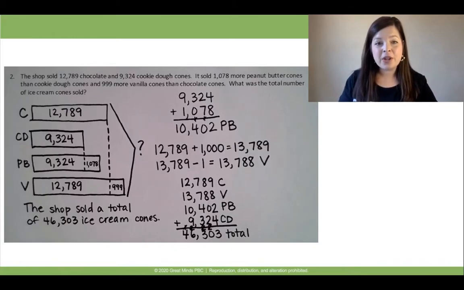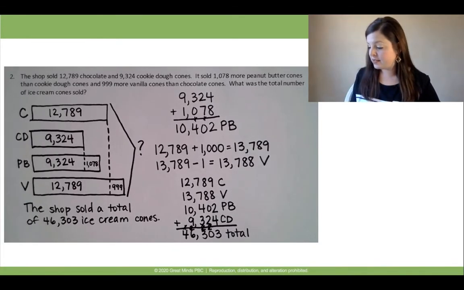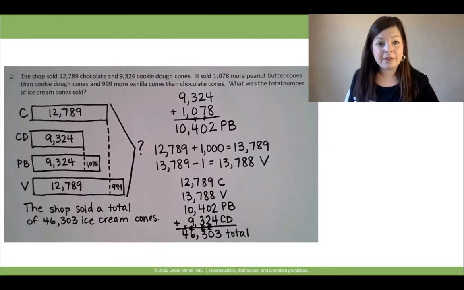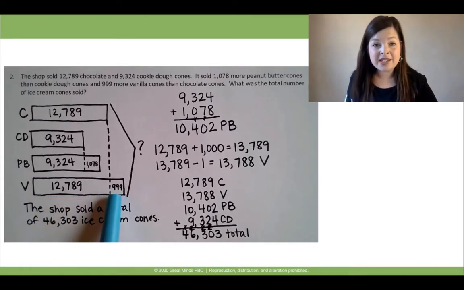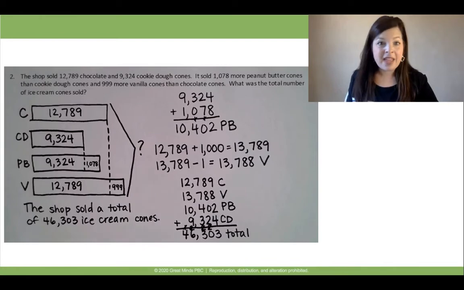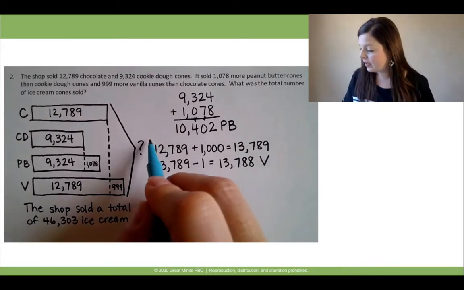To find the total number of vanilla cones, some of you may have found that total by adding 12,789 plus 999 using the algorithm. That makes sense, and it would totally work. But let's take a look at how the number of vanilla cones were found in this example.